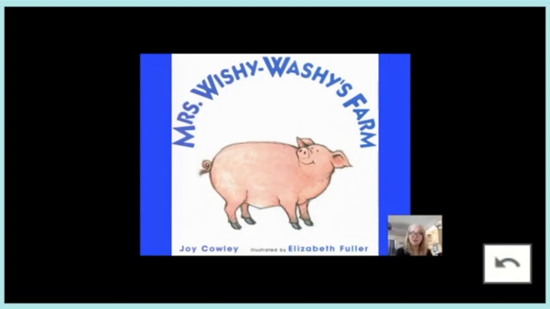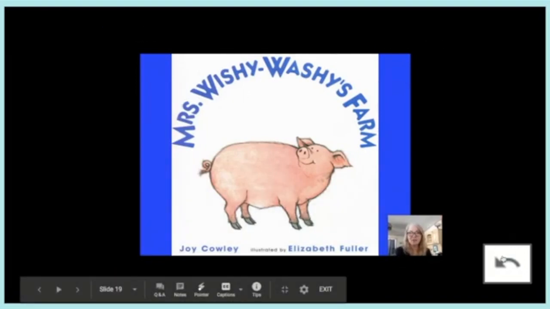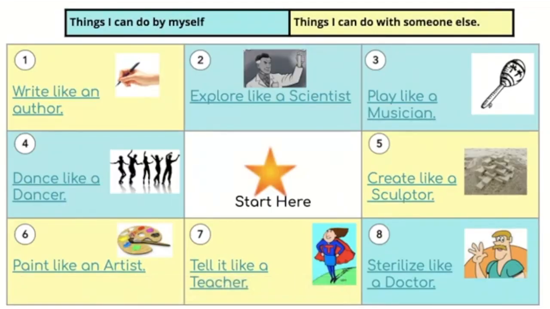When I look at the front cover, I'm wondering a few things. First of all, I'm wondering if this farm has lots of animals, because I see a pig on the front cover. I chose Mrs. Wishy-Washy's farm because it gave me some ideas of some things that we could do in those developmental domains that I shared with you.